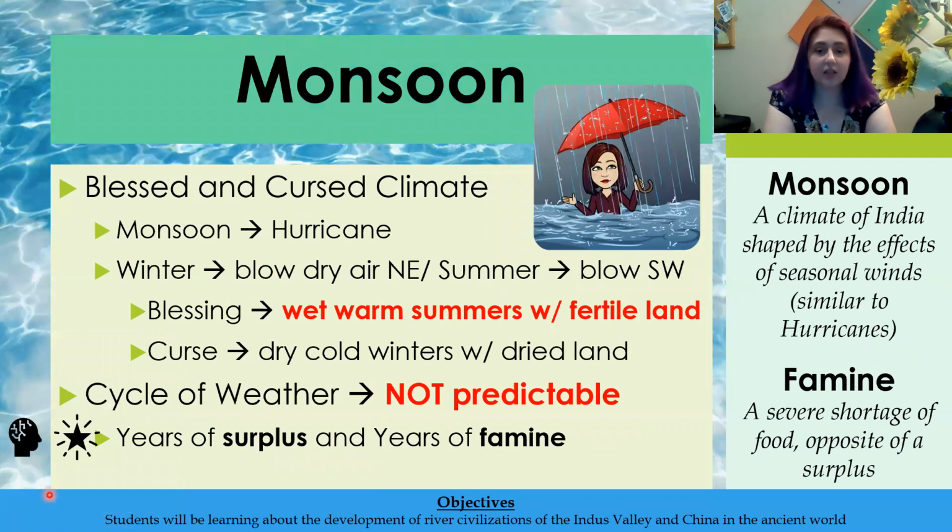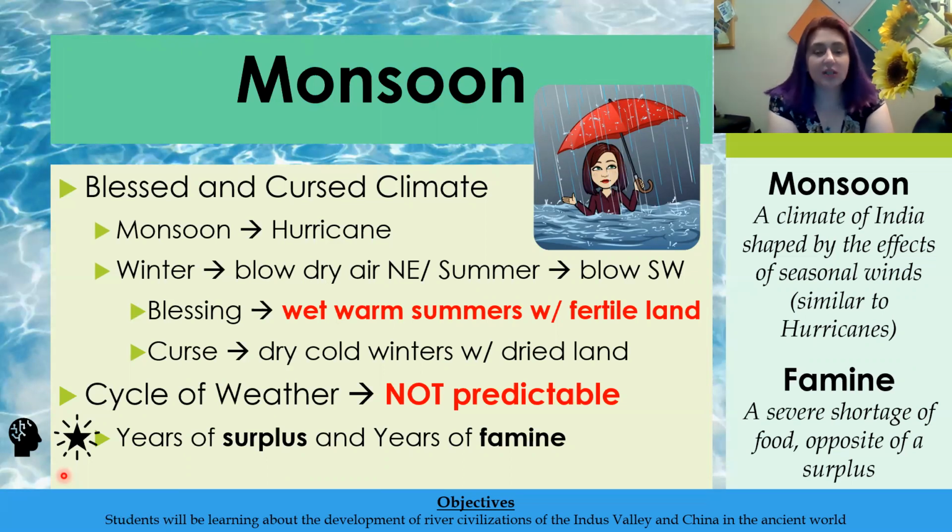Next thing we have, an important aspect of the Indus River Valley, is monsoons. So monsoons were considered both a blessing and a curse. Basically, a monsoon is a type of hurricane. So it's very similar in nature, though it blows in the opposite direction. So in winter, you would have dry air that would cover the land, making it not so easy for farming. While in the summer, you would have warm air blowing from the southwest. This warm air would allow for a fertile growing land, while the dry, cold winters would make it almost inhospitable.